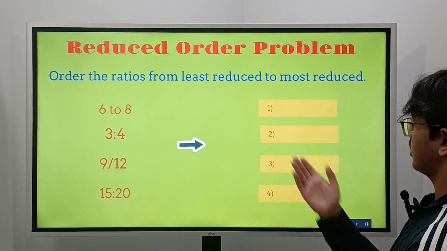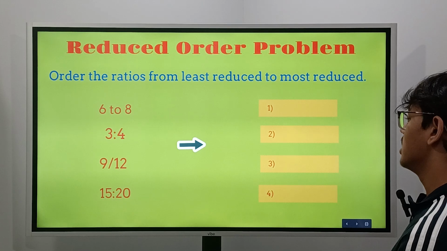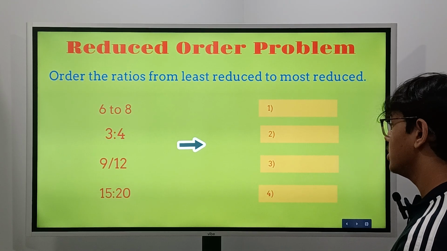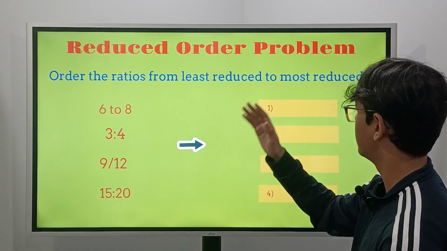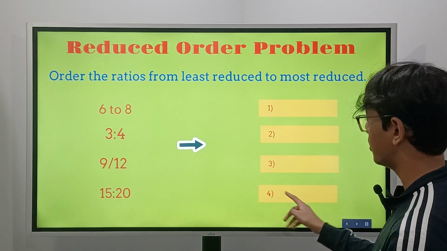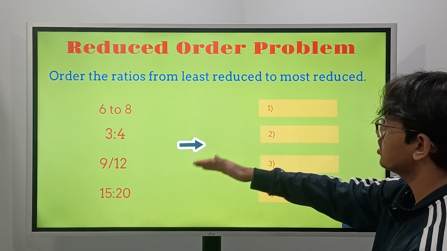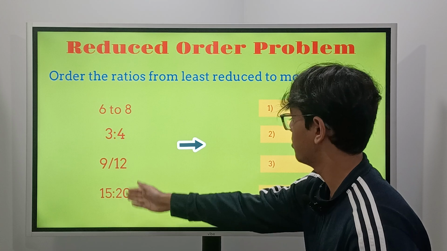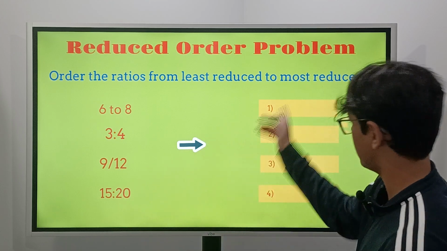So all we have to do is look at the one that is the least simplified and the one that's most simplified. Since we know all of these are the same value, the smallest one will obviously be 3 to 4. Since it's the most reduced, we're going to put that at number 4. So we already know that 3 to 4 will be here. And if we look at all of these numbers, which one is the biggest? We can see that 15 by 20 is the biggest. So that means it is the least reduced. So that will come up here in number 1.